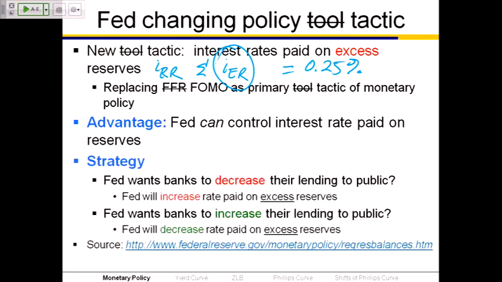So a couple edits I want to do. If the Fed wants banks to, let me edit here, if they want banks to increase the federal funds rate and decrease their lending to the public, the Fed's going to increase the rate they're paying on excess reserves. That's going to be the tactic. They'll increase the rate they're paying on excess reserves. That'll lead banks to increase the federal funds rate, which is what they charge on those overnight loans between banks. It's also going to lead them to decrease their lending to the public.